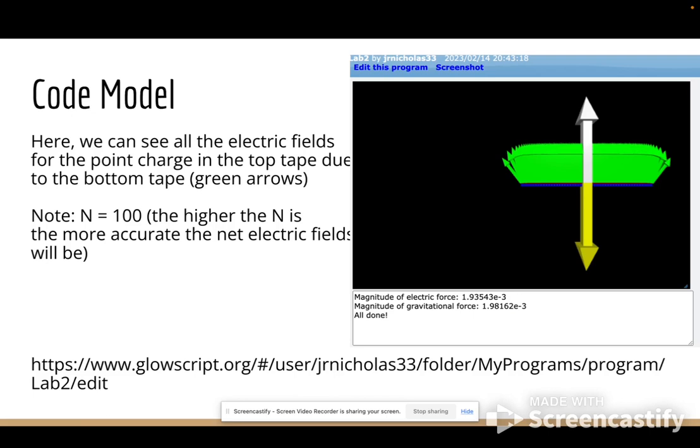And this is the code output. So we can see all electrical fields for the point charge in the top tape due to the bottom tape. Those are all the green arrows pointing up. And then we can also note that I set my n to 100, but the higher the n is, the more accurate the net electrical fields will be.